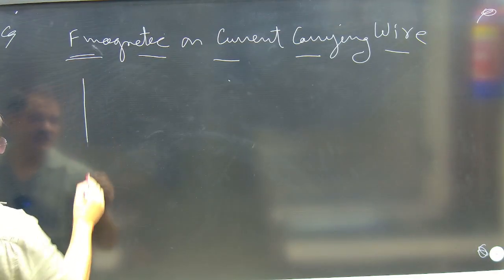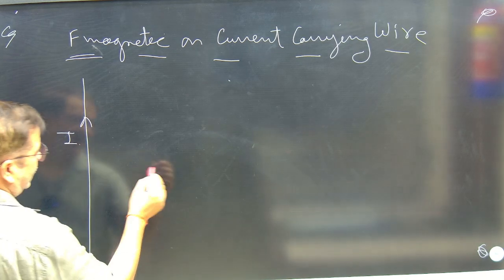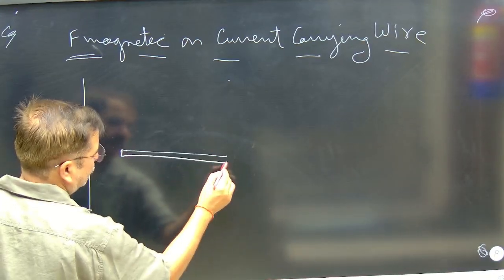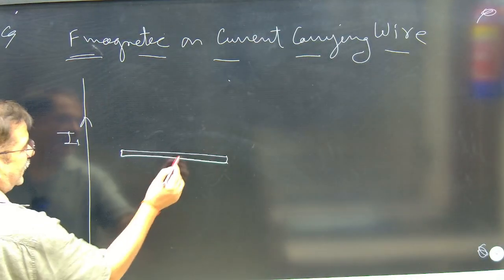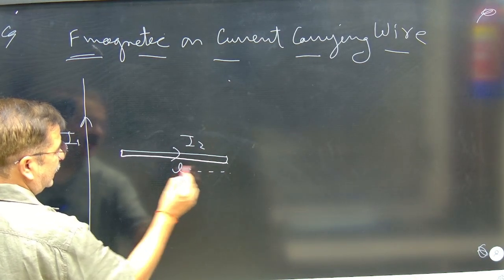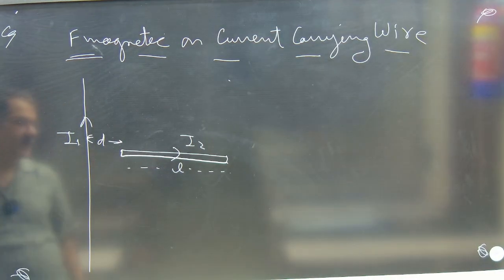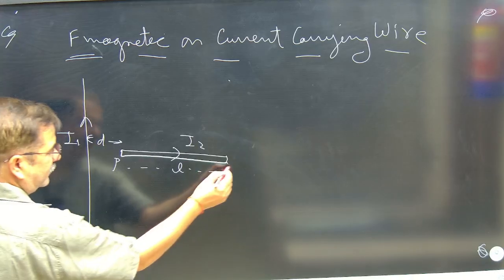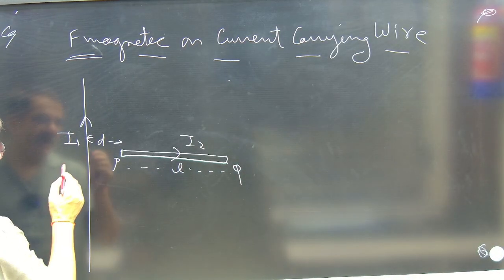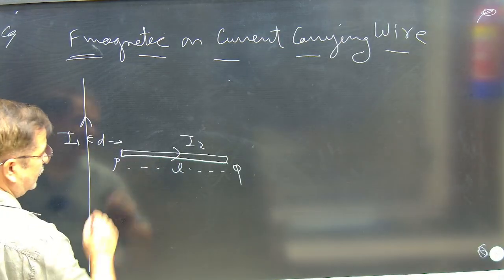Suppose I see this is a wire carrying current I and in the vicinity of it there is a rod. See, it is carrying current I1 and here it is carrying current I2. The rod has length L and one end of the rod is at a distance D. Say the rod is given the name PQ, length L. I have to find the force of interaction between this infinite long wire and this rod.